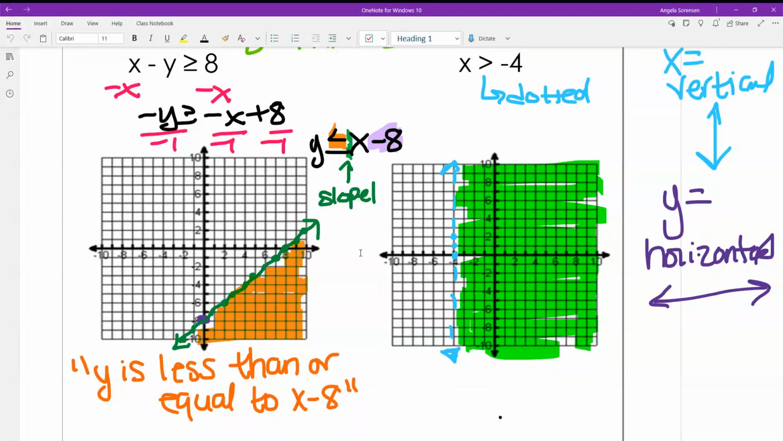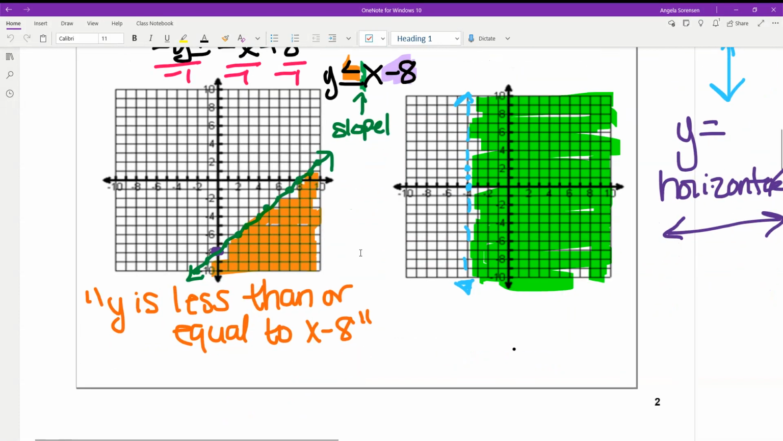Questions on these two? So that's just linear inequalities.